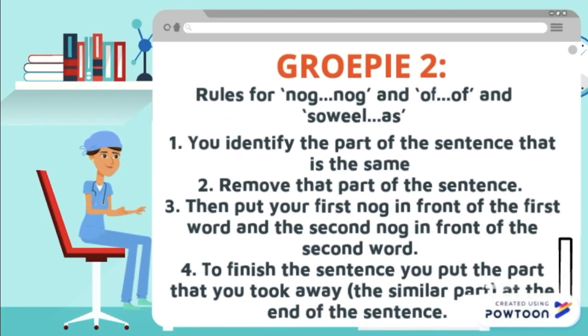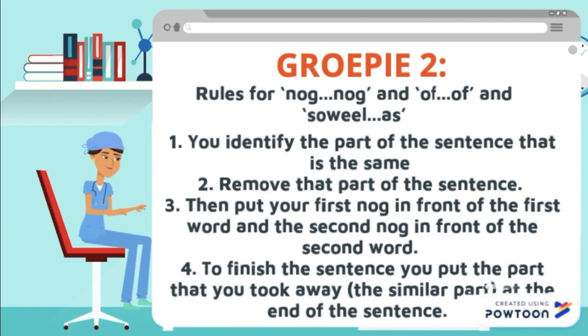Now let's look at the second small rule. This rule is for noch en noch, of en of, and zoveel as. These words are kind of in a group of their own because they don't really fit into any of the first three groups. Now it looks a little confusing, but I promise it'll make more sense when we go over the example. So the first thing you do is identify the parts of the two sentences that are identical. Remove those parts and put them on the side. You then put the first part of the voegwoord, either the first noch, the first of, or the zoveel, in front of the first word, and the second one in front of the second word. You then put the rest of the sentence back at the end, the part that you removed originally.